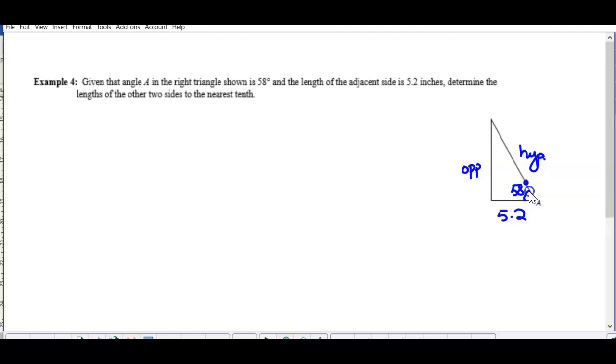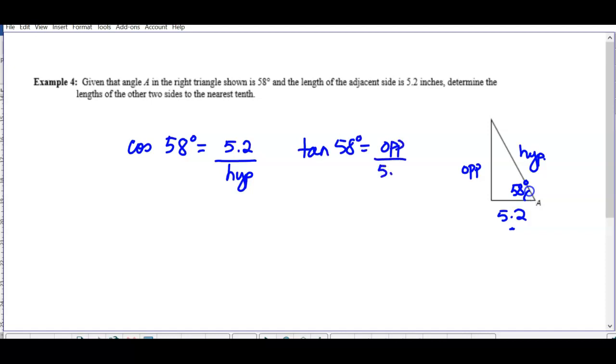So you have to use adjacent to help you find the other side. So here we'll have cosine of 58 degrees is adjacent over hypotenuse. And we'll have tan of 58 degrees is opposite over adjacent. Okay, that will give us the two other sides. Let's do the tan one first because our unknown is in the numerator here. So that means opposite is 5.2 tan of 58.